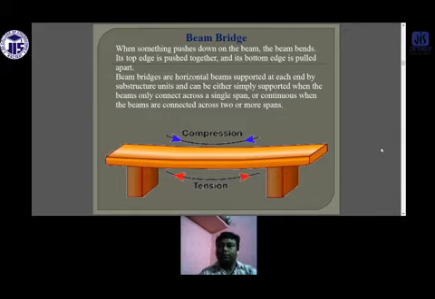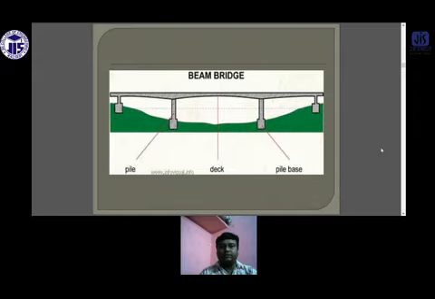This is the beam bridge. When something pushes down on the beam, it bends, so its top edge is pushed together and its bottom edge is pulled apart. Beam bridges are horizontal beams supported at each end by substructure units and can be either simply supported, when the beams only connect across a single span, or continuous, when the beams are connected across two or more spans.